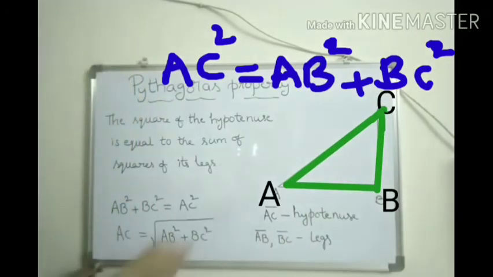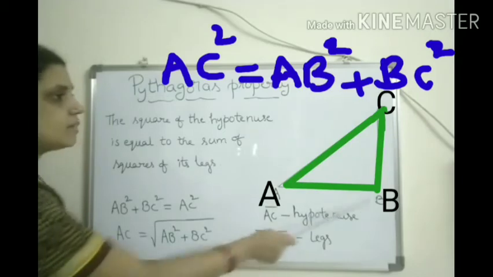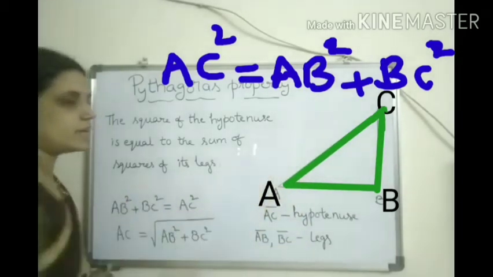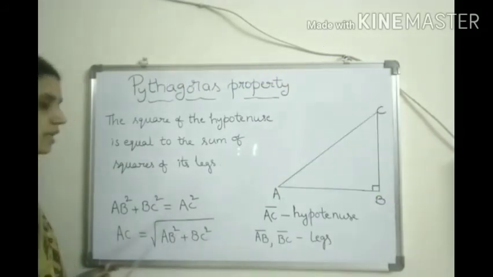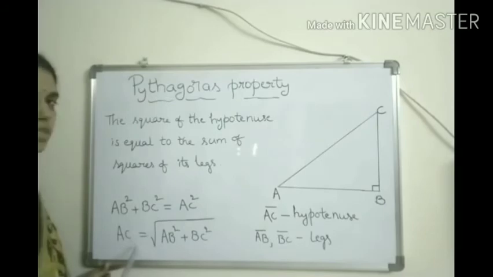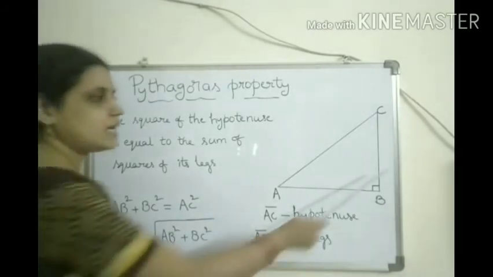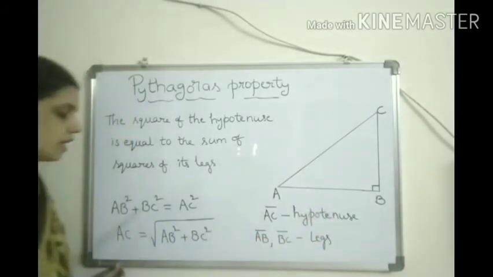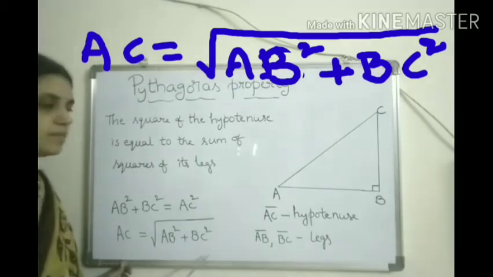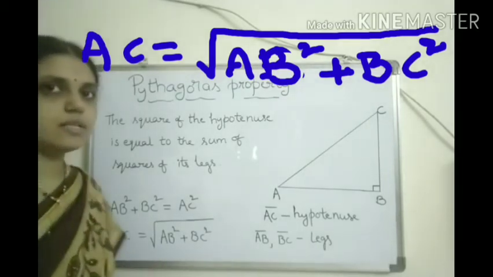Okay, that is the Pythagoras property. So how can we write it for this figure? AB square plus BC square is equal to AC square. In another way also we can write this. If you know the lengths of the other two sides and you have to find the hypotenuse, we can write AC equals square root of AB square plus BC square. This is the Pythagoras property.